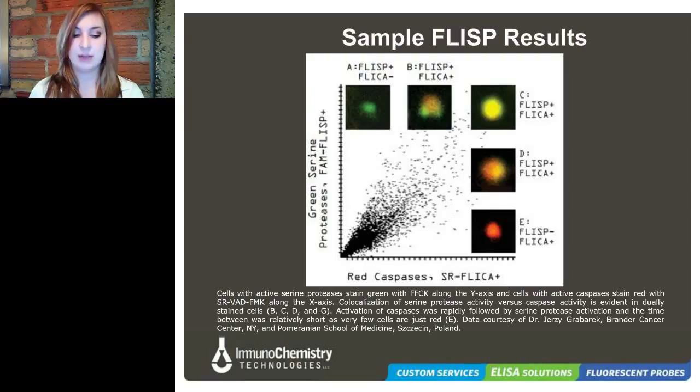And in this flow cytometry data, we can see that cells with active serine proteases will stain green along the y-axis, and cells with active caspases stain red along the x-axis. We can then see from some of these microscopy images here that there is a wide range with cells that range from A, which are only green cells that are showing serine protease activity, B, C, and D, which are dually stained cells showing both serine protease activity and caspase activity, and then finally E, which are only stained red for caspase activity.